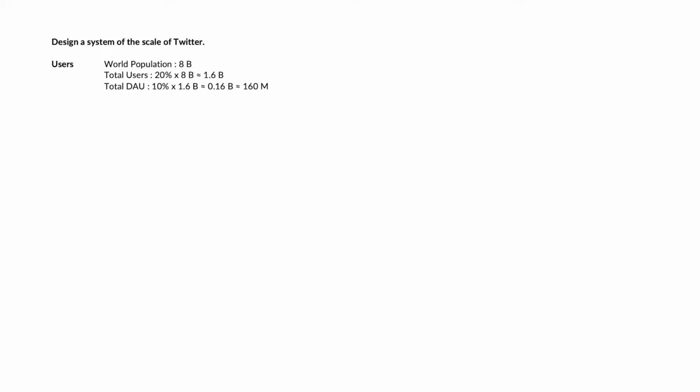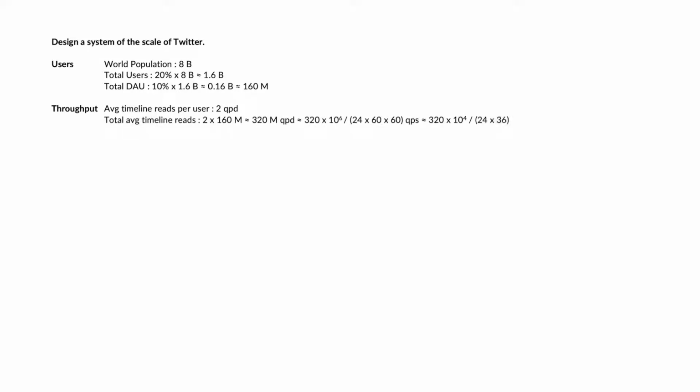Next metric we would need to calculate is throughput. Let's say on an average, one user may query the timeline 2 times a day. So we multiply 2 with the daily active users, which would make 320 million queries per day. But our system does not need to handle queries per day, but rather per second. Throughput is always calculated on a second level. So 320 million in unit terms would be 320 into 10 to the power of 6. Now to find queries per second, we would divide the whole number by number of hours multiplied by minutes in 1 hour multiplied by seconds in 1 minute. This will give us the queries per second.